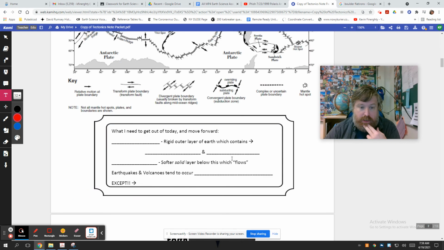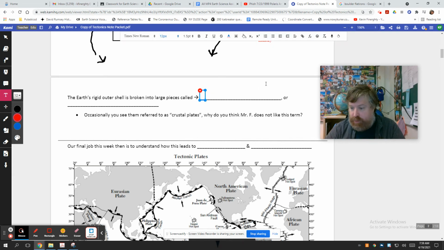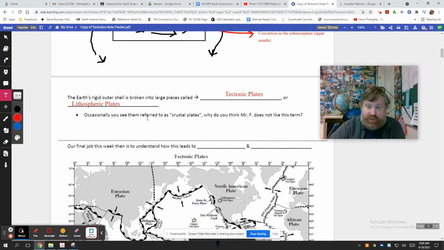Okay. So to push us forward to what you're going to be doing in the lab, Earth's rigid outer shell is broken into large pieces called tectonic plates. Or another way to say it, I'm going to make this a little bigger, lithospheric plates. Occasionally, you're going to see them referred to as crustal plates.